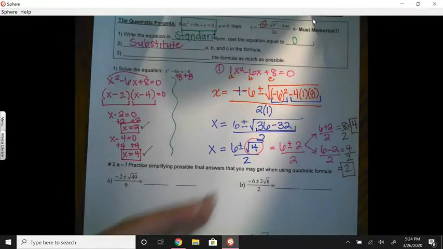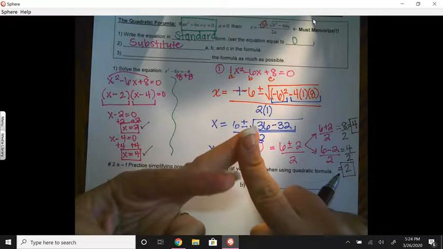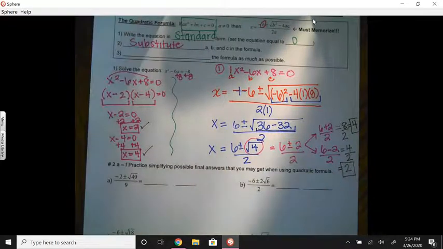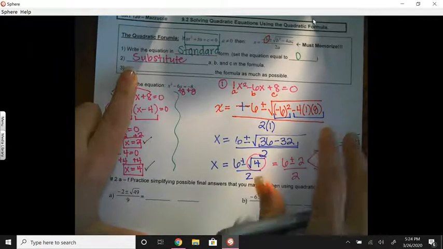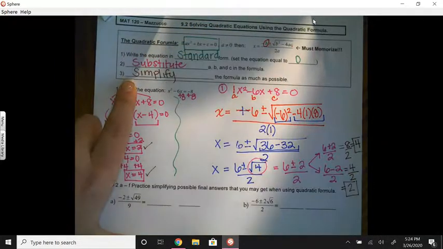So again, this is just another method if you have to solve an equation where the highest exponent is 2. So now we have factoring, we have the square root property, we have completing the square, and now we have the quadratic formula. So I see I'm missing step 3. Step 3 is we simplify. That's what we did here.